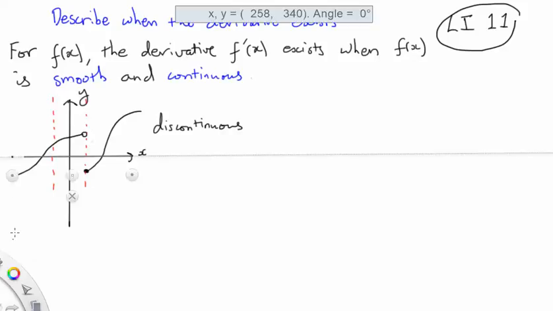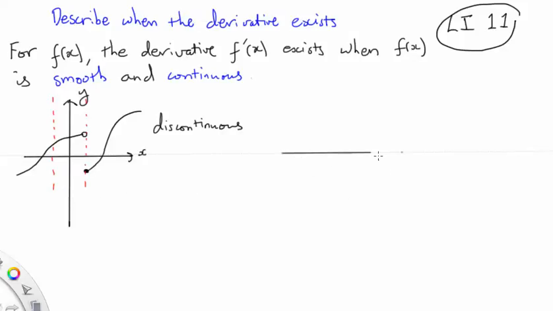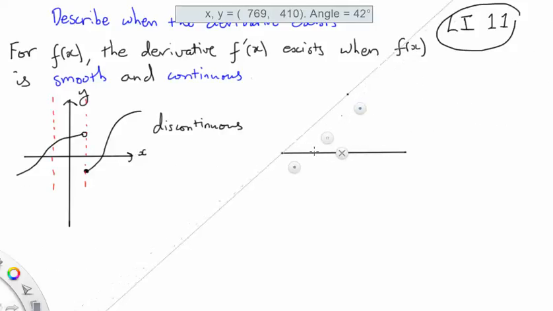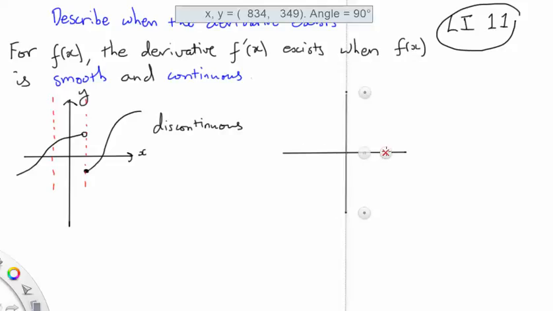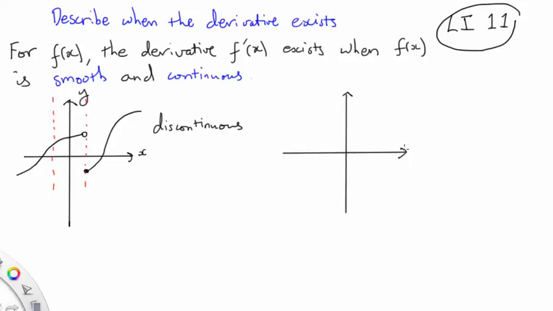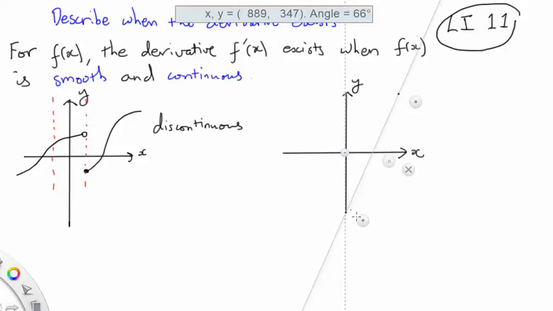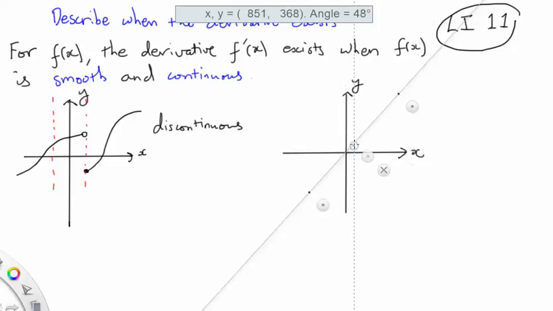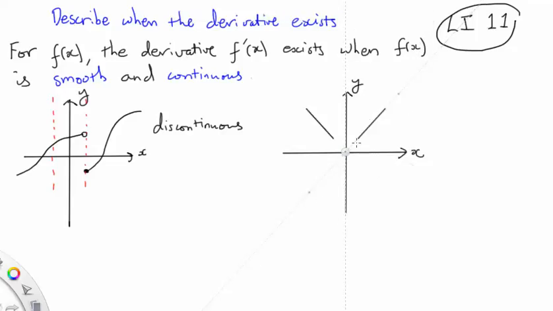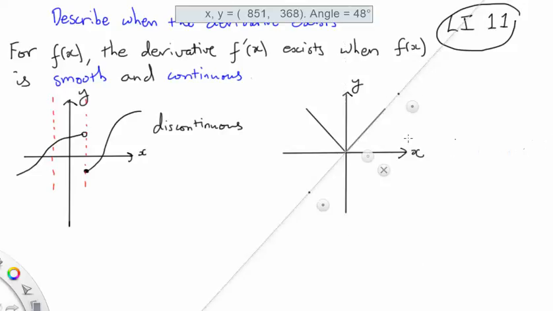Let's look at the word smooth. I'm going to draw a function that's continuous. This function is going to satisfy our first rule, but it's not going to satisfy our second rule, which is weird. It's going to be continuous, but it won't be smooth. This function I'm going to draw is called the absolute value function. You know what this looks like. There we are. That's the absolute value function.